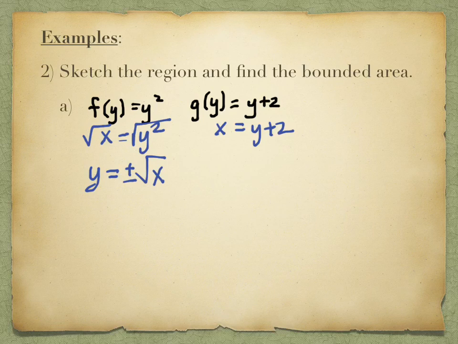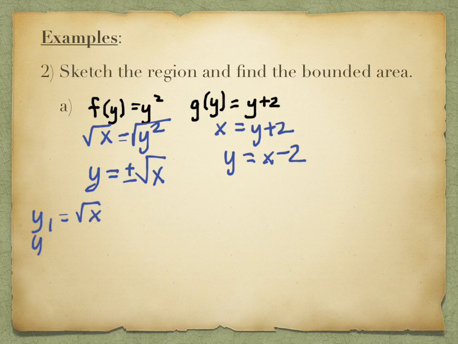How about the second one? What will y equal? It will be x minus 2. Now you can actually enter those in your calculator. I know it will take 3 y equals because you've got the plus and the minus. So you can do this as y1 is going to be square root of x. You can put y2 in as the negative square root of x, and then you can put your y3 in as the x minus 2. So grab your calculator, take a look.